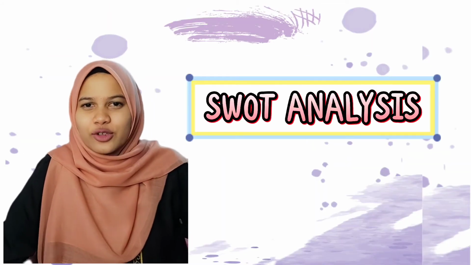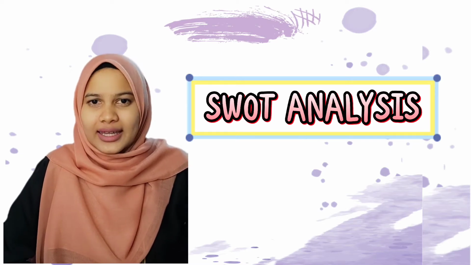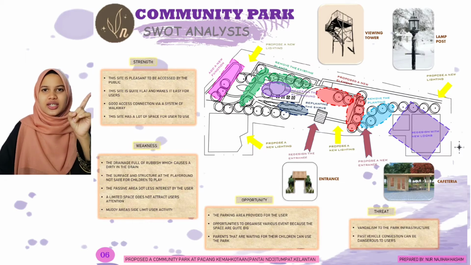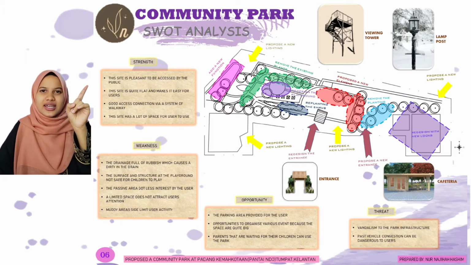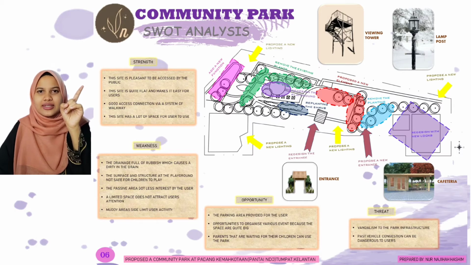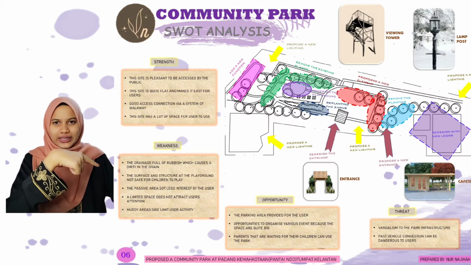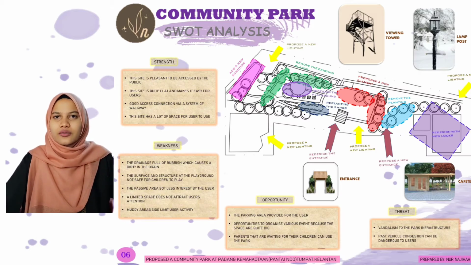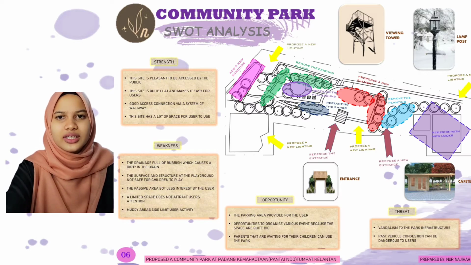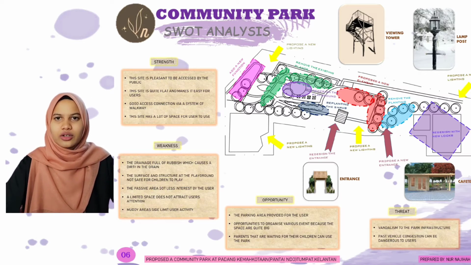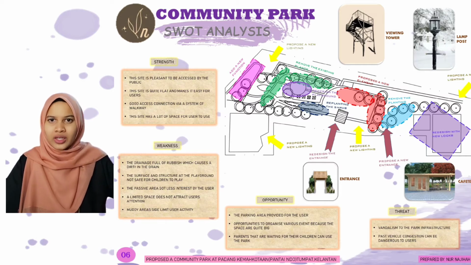Okay, next I will move to the SWOT analysis. First is S, which stands for strength. The strength is that this site is pleasant to be accessed by the public. Next, W for weakness. The weakness for the site is the drainage full of rubbish, which causes dirt in the drain. Next is the surface and structure at the playground, not safe for children to play.